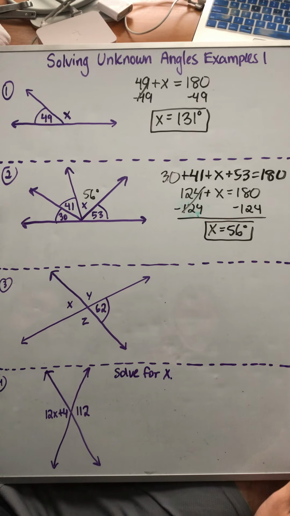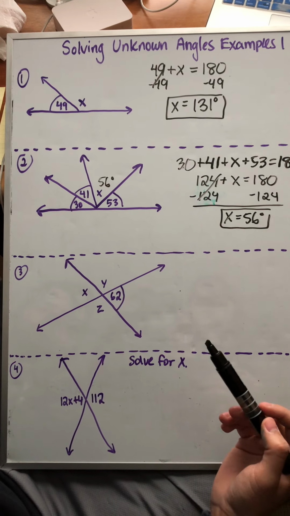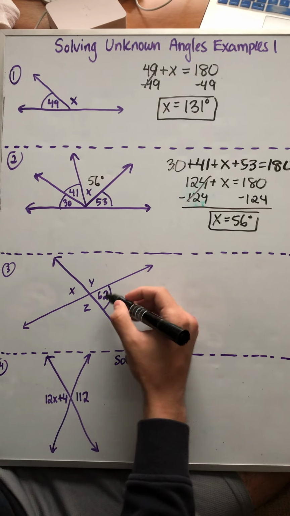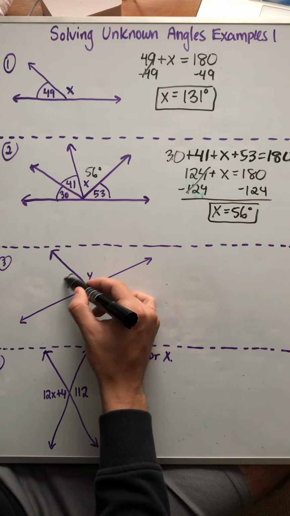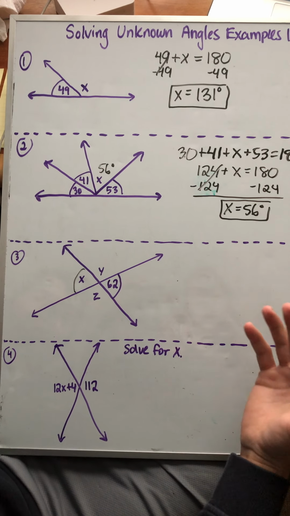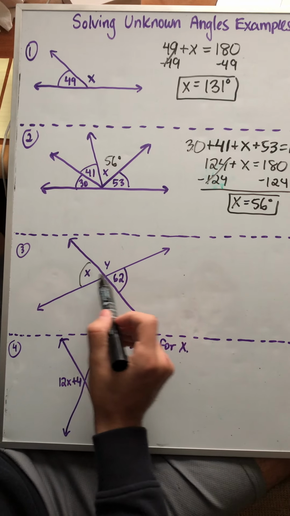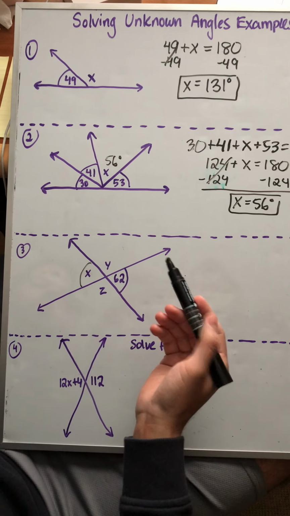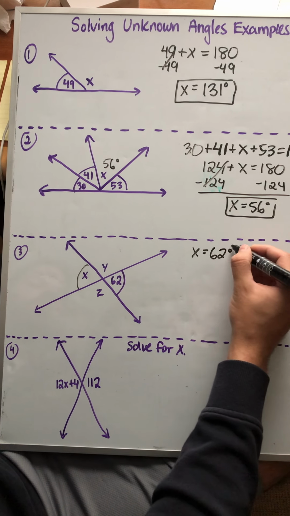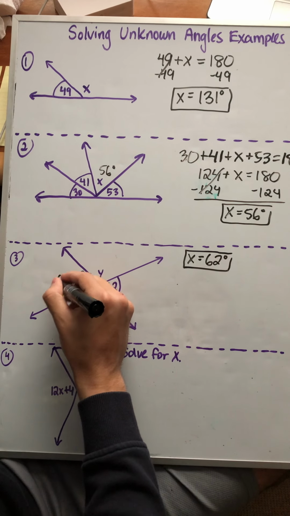If you go to number 3, it's a little different. There's a few different ways you can go about this. Let's say we want to solve for x first. This 62 and this x are what's known as vertical angles. Again, we did this last week. So 62 and x should be the same since they're vertical angles. So right off the bat, you know x is going to be 62 degrees. Done. No equation needed for that.